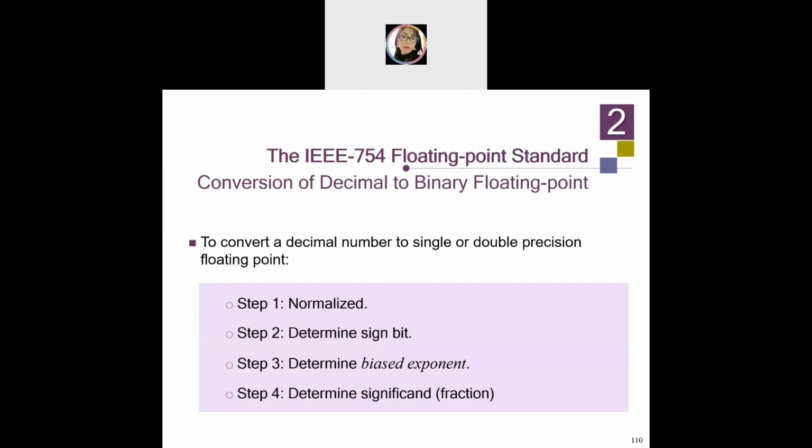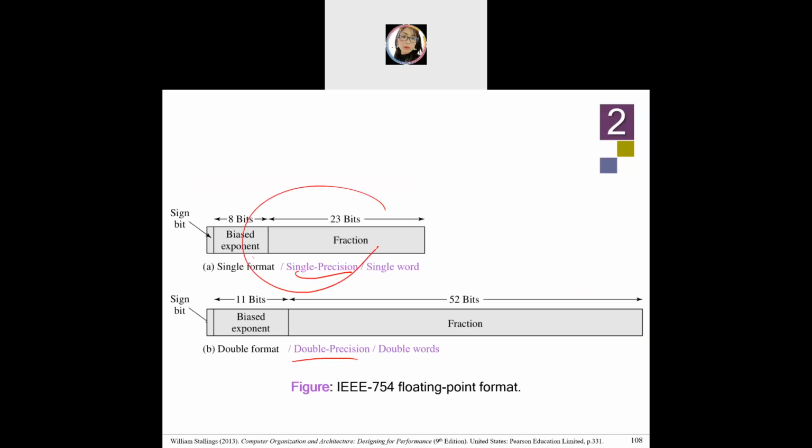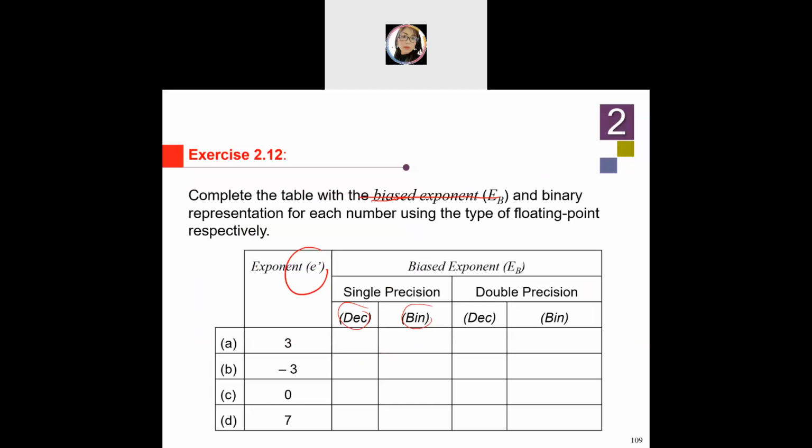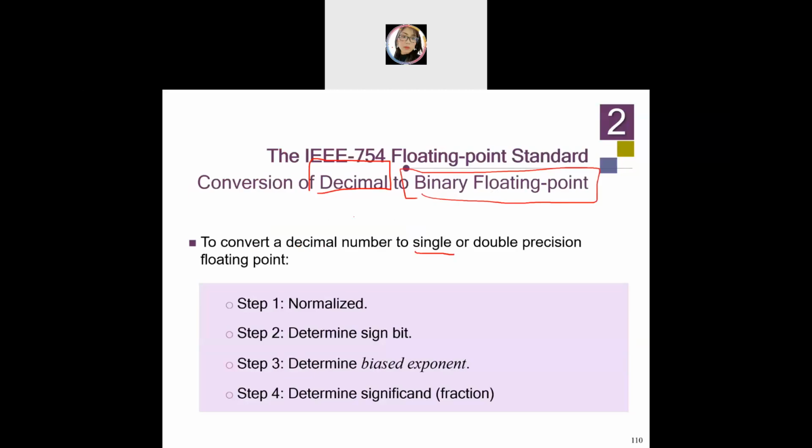Okay, let's take a look into the example. Before we go to the example, you need to know step by step how to convert the decimal number to your binary floating point, following the format. If it is single precision, you need to follow the format of single precision. If it's double precision, you need to follow the double precision format. You need to do step 1, normalize first.